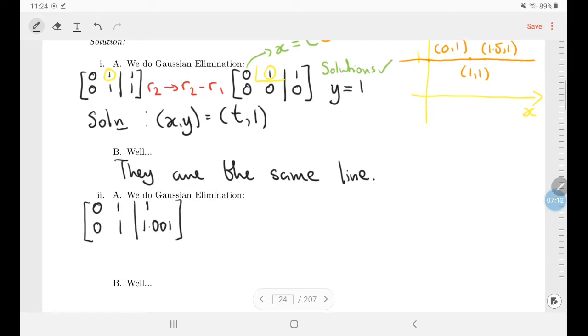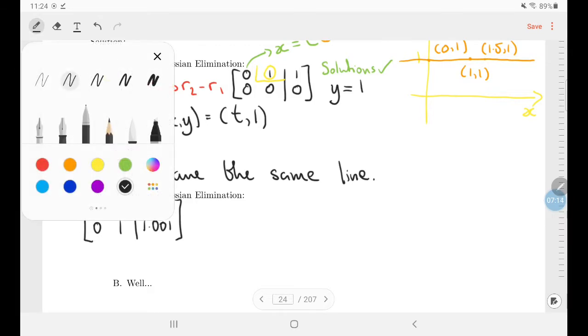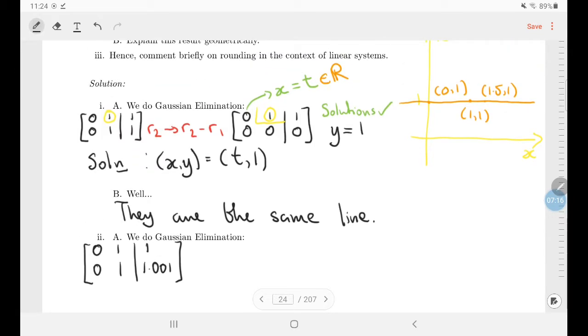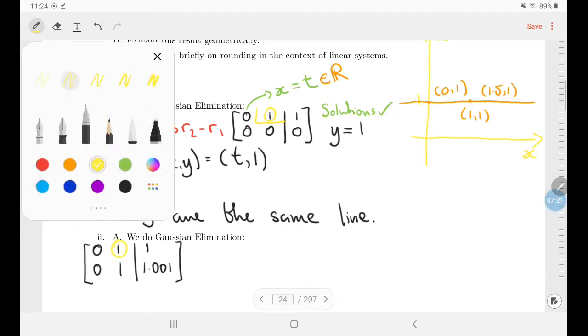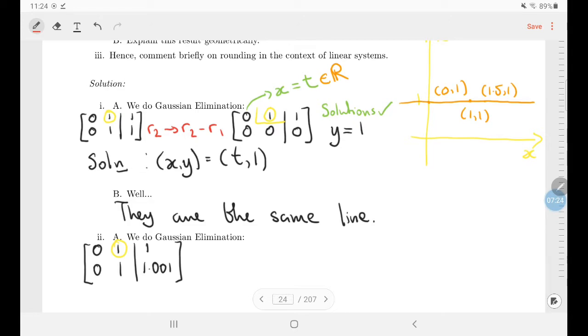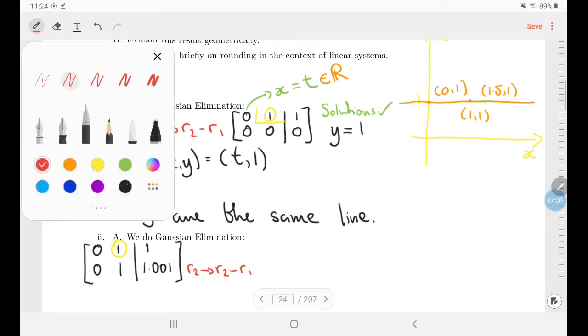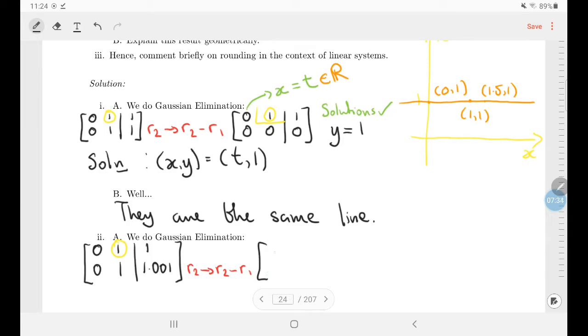So as before, we can't really do anything with the first column, but we do have a pivot in the second column, and we can use that pivot to kill the one underneath. So we're going to do row 2 sent to itself minus row 1. And so we end up with 0, 1, 1. Then we get 0 minus 0 is 0, 1 minus 1 is 0, and 1.001 minus 1 is 0.001.